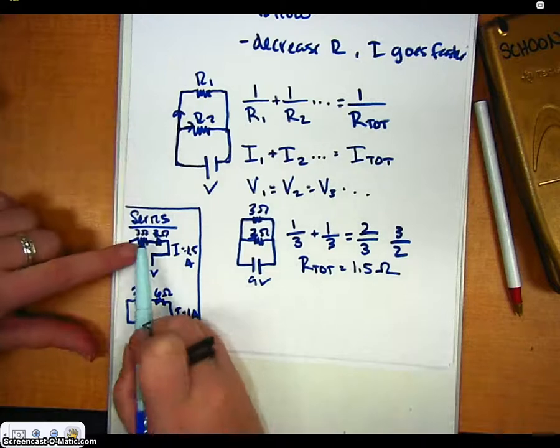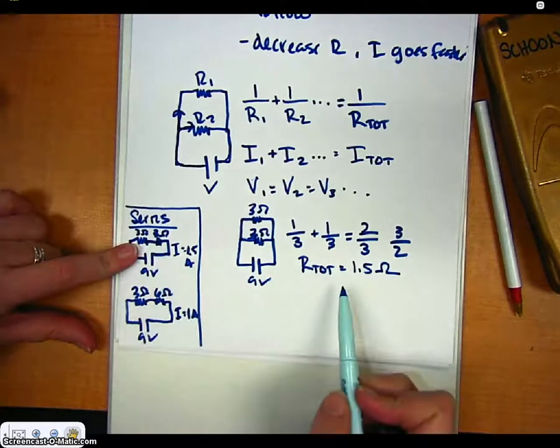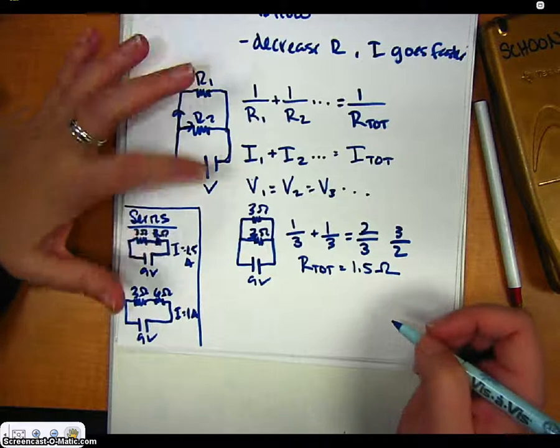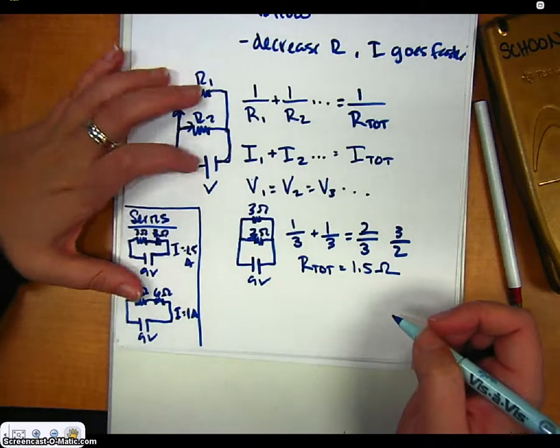Remember, over here we had 3 plus 3 was 6. So we've decreased the resistance. Now let's figure out the total current, okay?